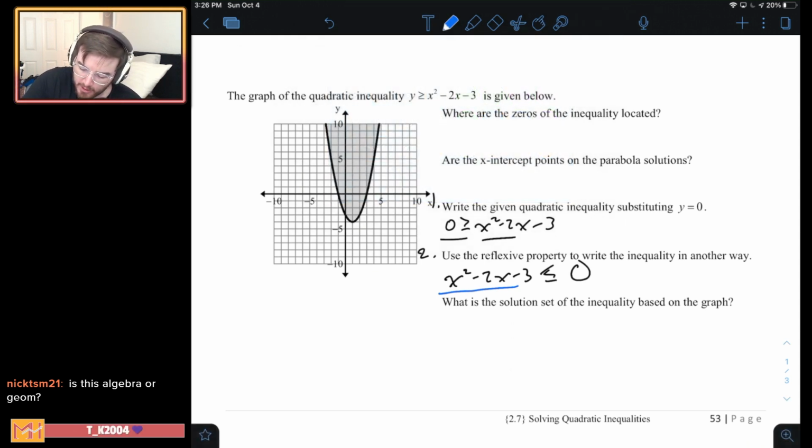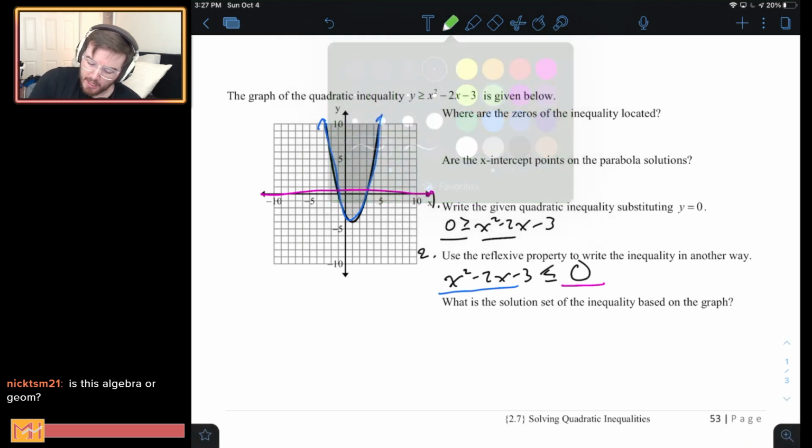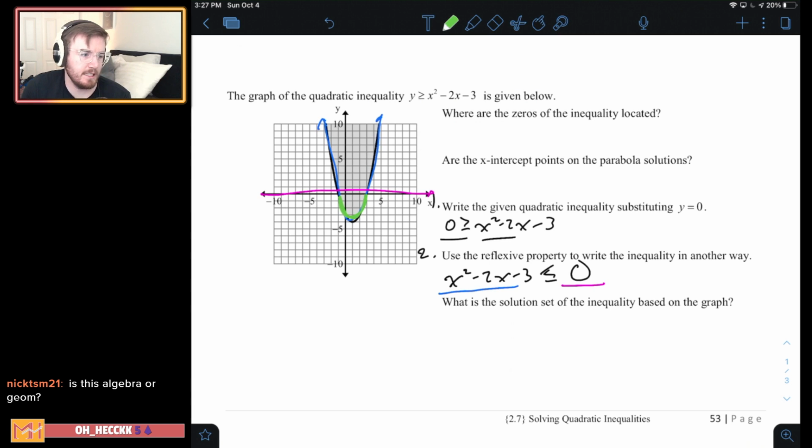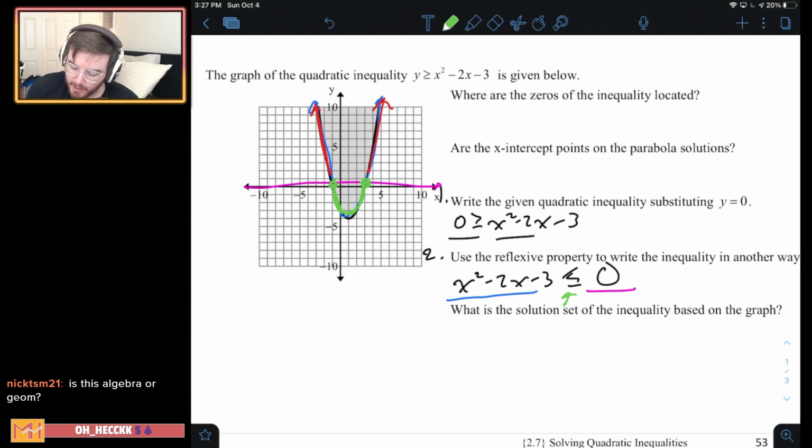Well, again, here's the graph, and here's 0. Where is our graph less than or equal to 0? This part down here is less than 0, and these two arms are greater than 0. And we're also saying equal to. Well, it's equal to 0 at the zeros, of course. At the zeros, our graph is equal to 0. That's pretty obvious, I think, at this point. So these are also a part of our solution this time.